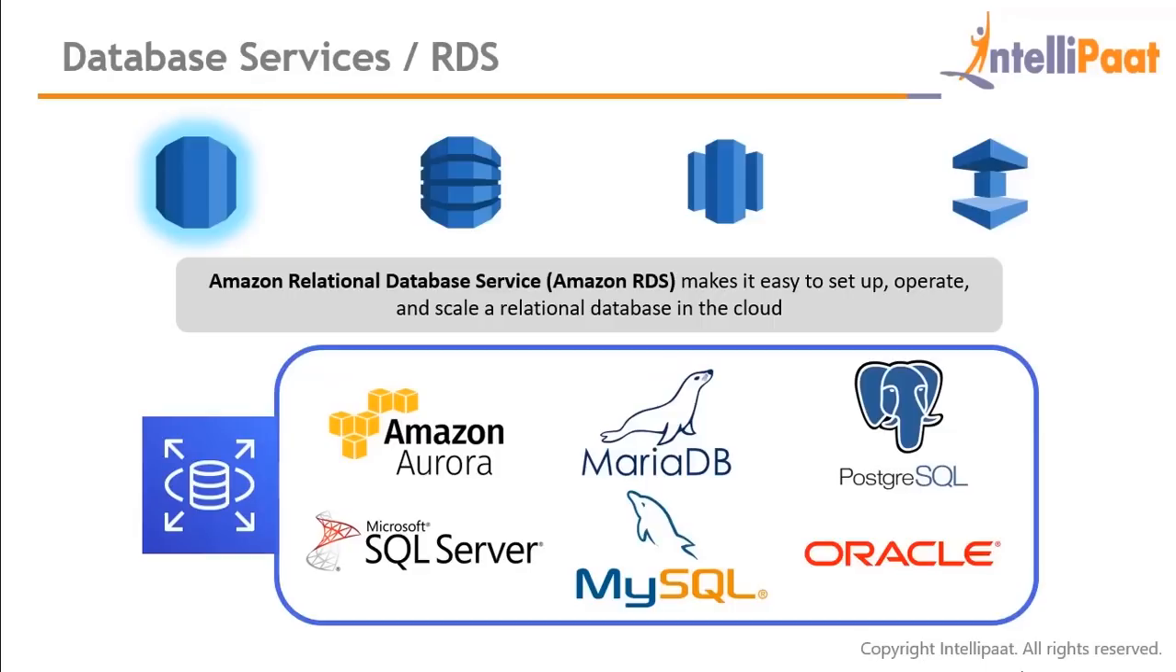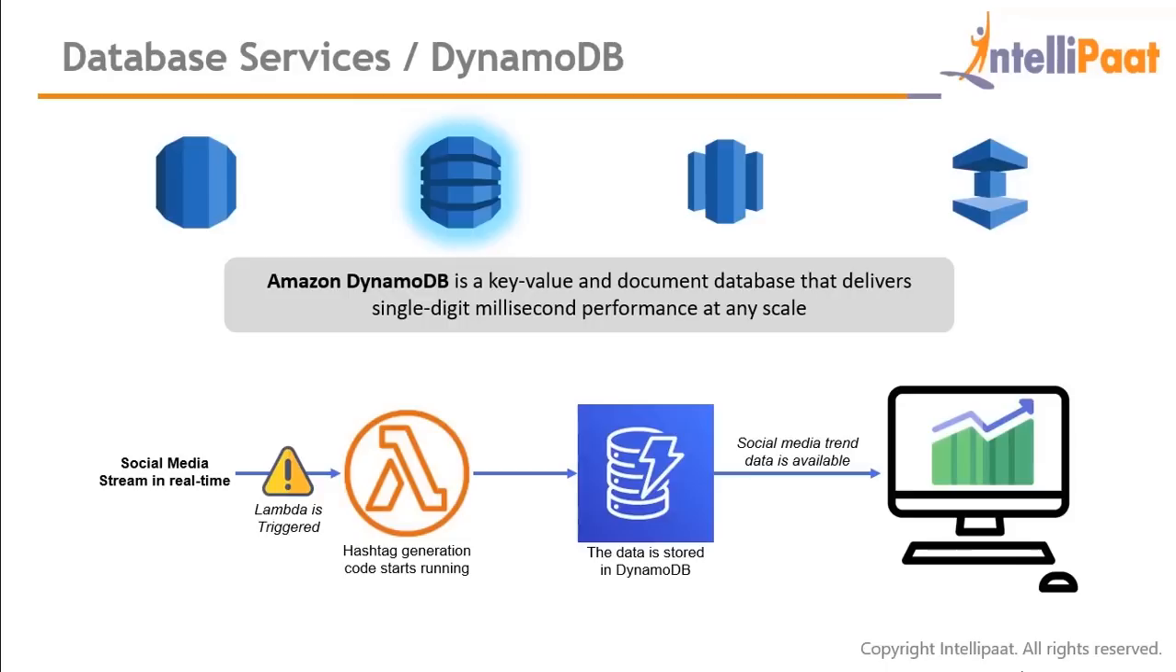Now let us go on to the next service. It is DynamoDB. DynamoDB is a database provided by AWS. It is a key value and document based database that delivers single digit millisecond performance at any scale. Single digit millisecond performance means it gives you very low latency. That is, it provides a very fast database communication system.